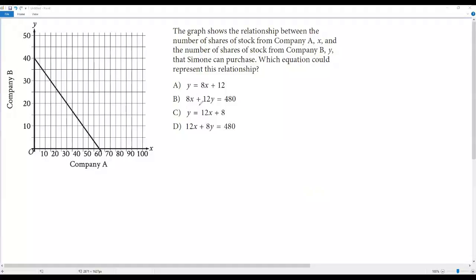Here we have a SAT math question. Okay, let's go to the question. The graph shows a relationship between the number of shares of stock from company A, x, and the number of shares of stock from company B, y, that Simon can purchase. Which equation could represent this relationship?